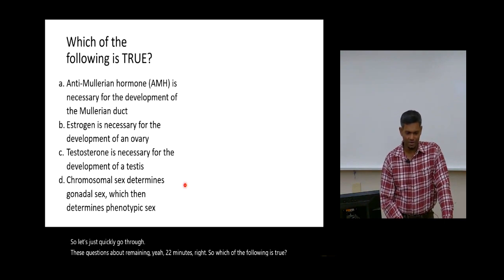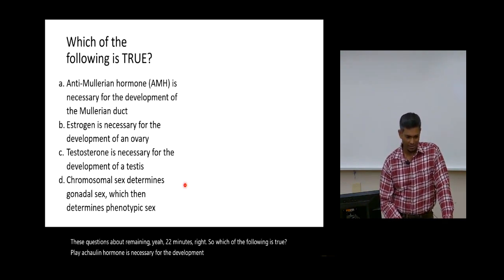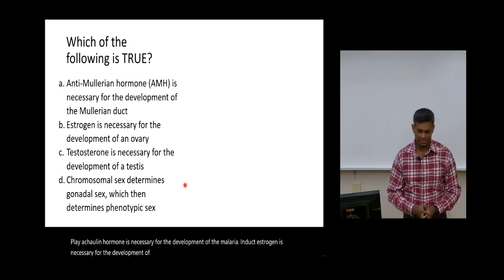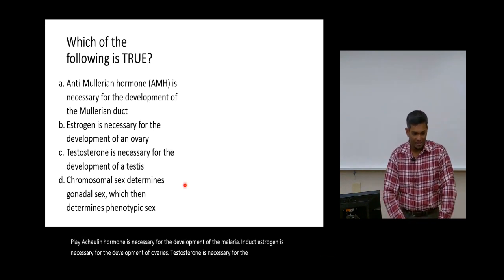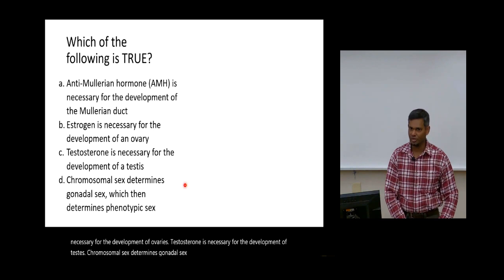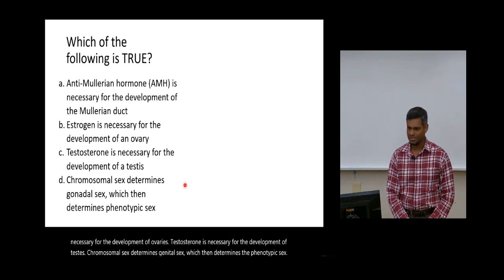Is it A, anti-Mullerian hormone is necessary for the development of the Mullerian duct; B, estrogen is necessary for the development of ovaries; C, testosterone is necessary for the development of testes; D, chromosomal sex determines gonadal sex, which then determines the phenotypic sex? A, B, C, or D?